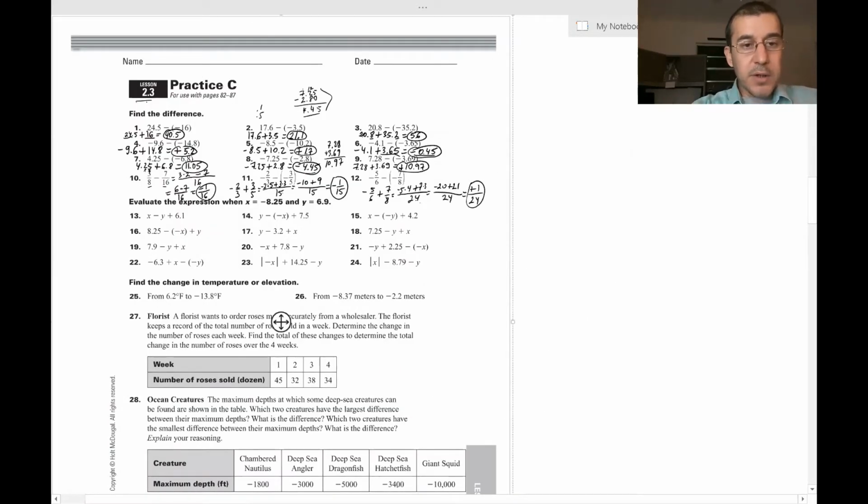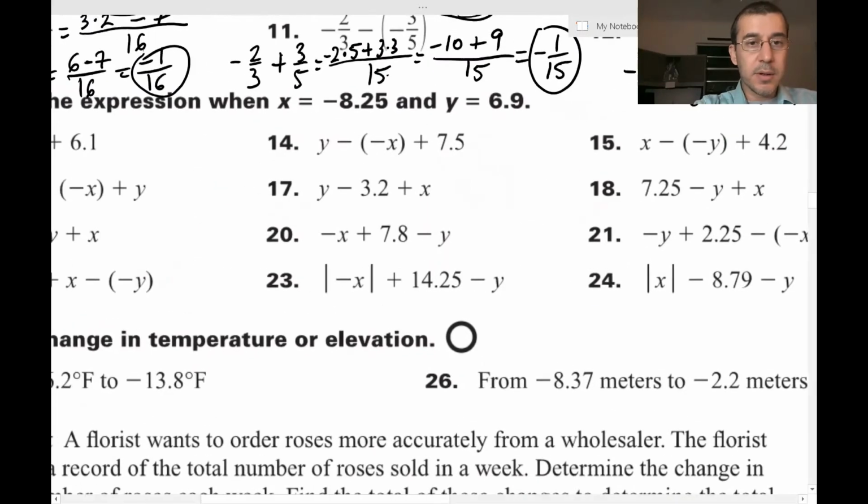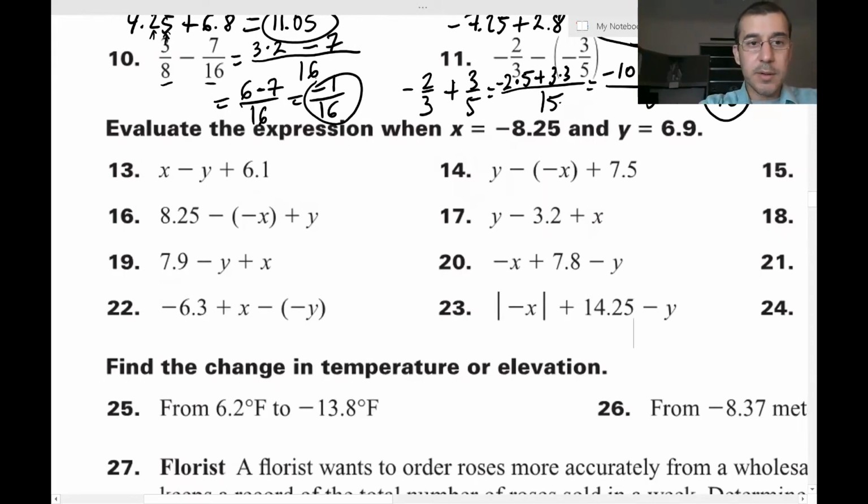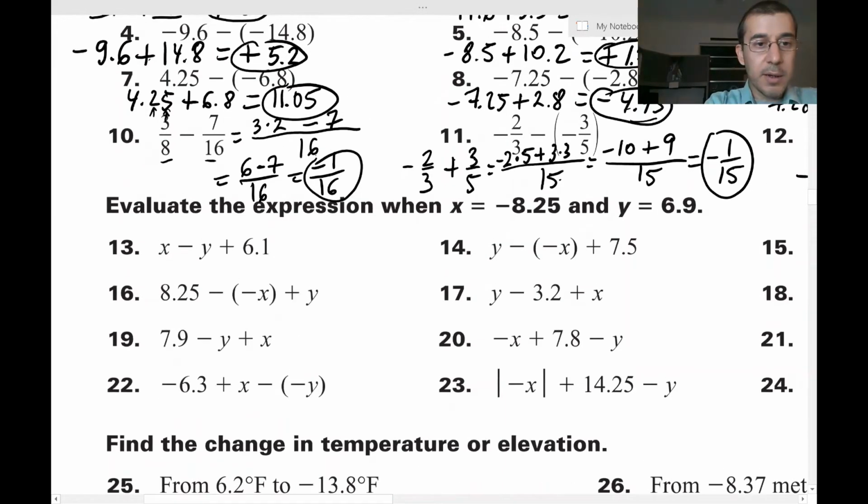Next, we have evaluate the expressions when we have two variables, x and y, and x is negative 8.25 and y is 6.9. So we have from 13 to 24. Okay, let's start with number 13. It is x minus y plus 6.1. So x is minus 8.25, minus y, which is 6.9, and then plus 6.1 equals.